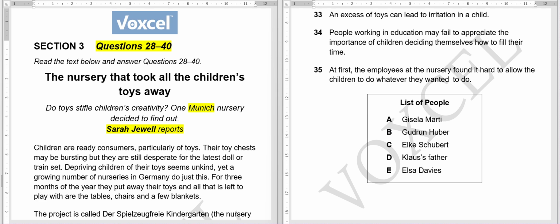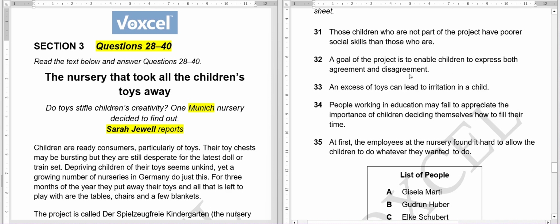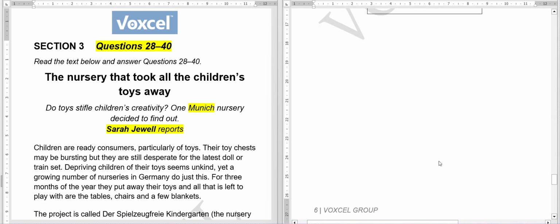Yeah. So we were discussing this. We have to match people with the correct statement. For example, we have been given five people like Gisela Marti, Gudrun Huber, L.K. Schubert, Klaus Fathers, Elsa Davis. I am sorry if I'm mispronouncing some of these names or all of these names. I think I may have butchered some names, so sorry about that.